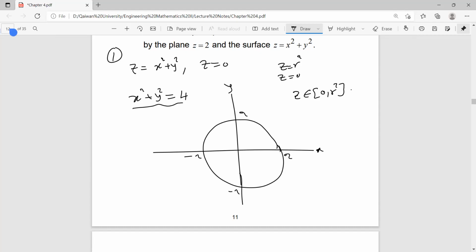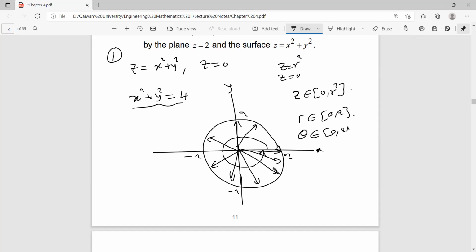That means the radius is starting from the origin to where? To here, it's 2 units. To here, it's 2 units. From all sides to the boundary is 2 units. That means r is starting from 0 to 2. R belongs to 0 to 2. How about theta? Theta is starting from there to itself. It means theta belongs to 0 to 2 pi.